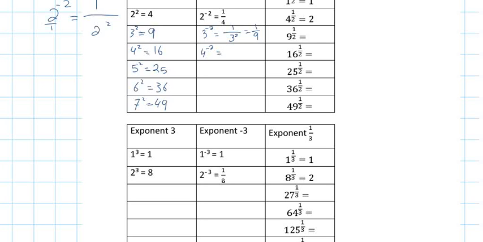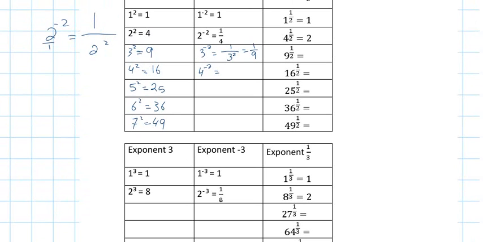So what did you guys get for 4 to the power of negative 2? Yeah, which is 1 over 16. 5 to the power of negative 2 is 1 over 5 to the power of 2, which is 1 over 25.